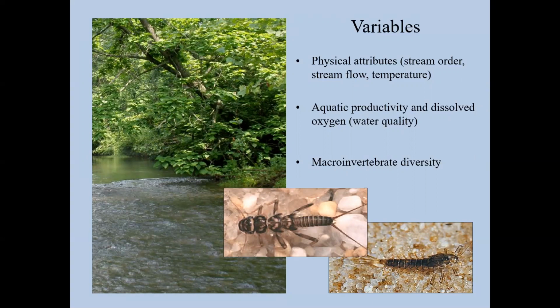We'd look at physical attributes like stream order, stream flow, temperature, DO and discharge, and also look at aquatic productivity, which we use dissolved oxygen for as a proxy, and that can lend inferences on the water quality. And we would also look at macroinvertebrate diversity.